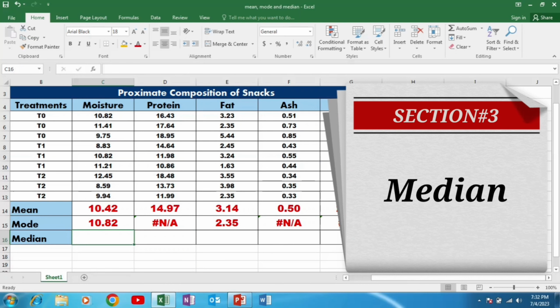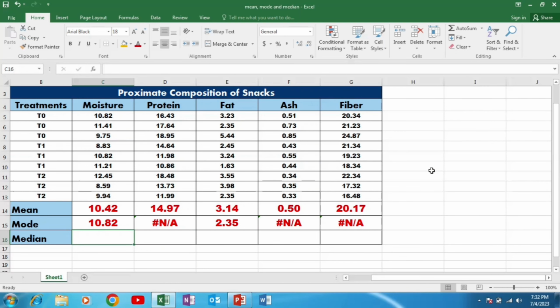Lastly, let's talk about median. The median is the middle value in the dataset. When the values are arranged in ascending or descending order, it divides the dataset into two equal halves. The median is particularly helpful when dealing with skewed or non-systematic data, as it is less affected by the extreme values as compared to the mean.